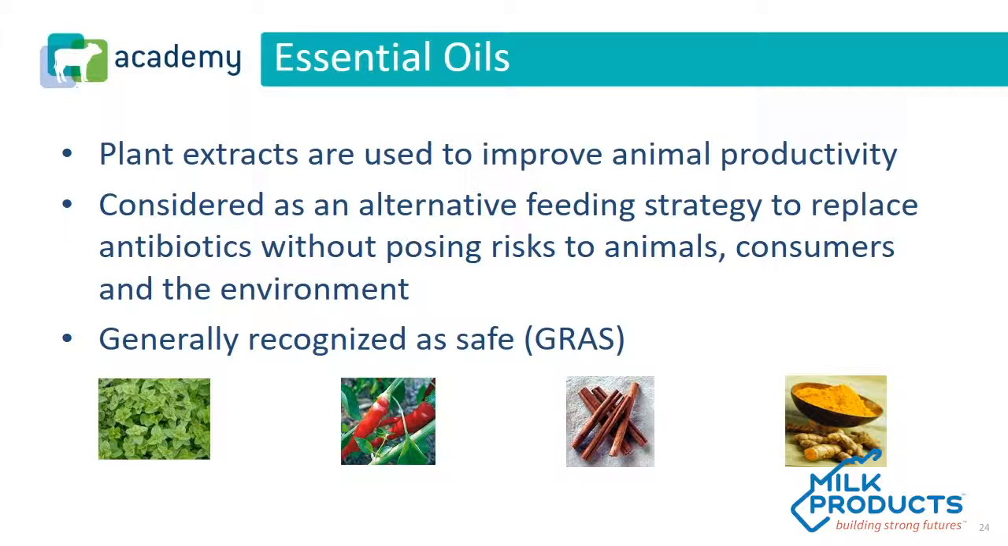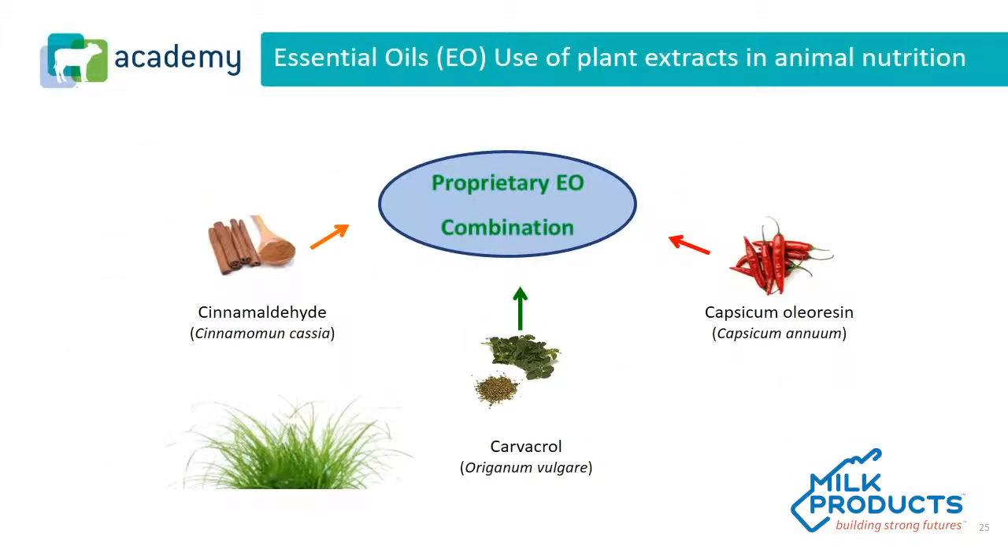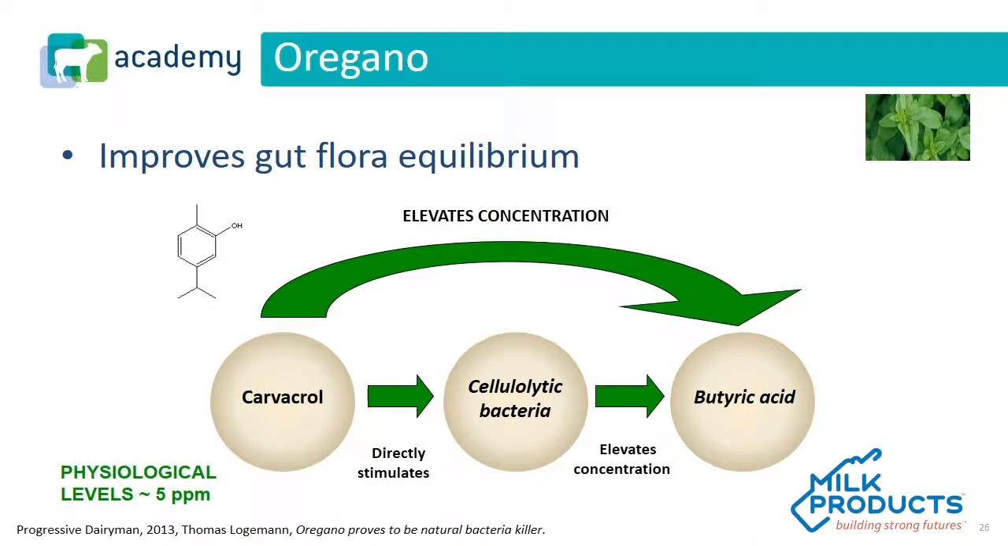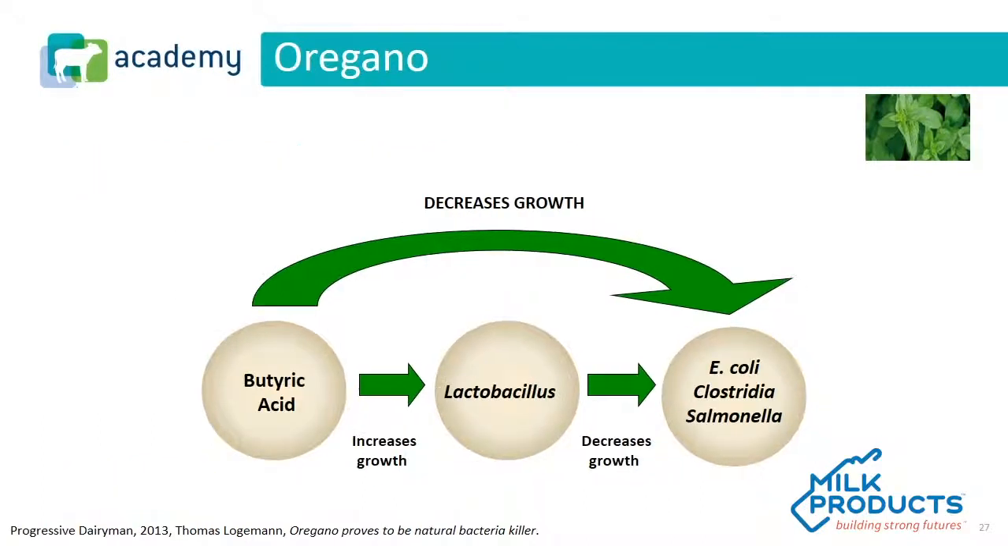Essential oils, or botanicals, are generally recognized as safe by the American Feed Ingredient Association. Examples of essential oils or botanicals are byproducts of cinnamon, oregano, and chili pepper. The active ingredient in oregano is called carvacrol. Carvacrol has a direct effect on promoting cellulolytic or digestively beneficial microflora and elevating the concentration of butyric acid. Butyric acid has an effect on increasing the growth of lactobacillus, which we discussed earlier is a beneficial digestive microflora, and it decreases the growth of multiple disease-causing pathogens such as E. coli, Clostridia, and Salmonella.